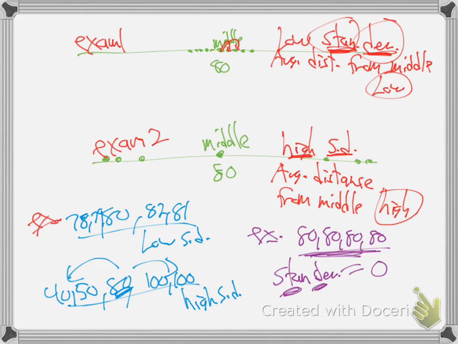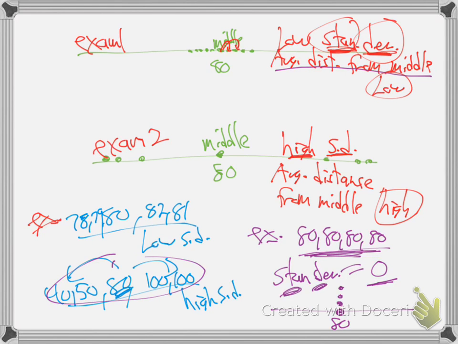They're all right on the middle, right? If you did a graph of this, they'd all be right here at 80. So their distance, they are the middle, they're right on the middle. The average distance from the middle is 0. There's no jumping from the middle. The standard deviation is the average distance from the middle. So if they're all right on the middle, the average distance from the middle is 0.